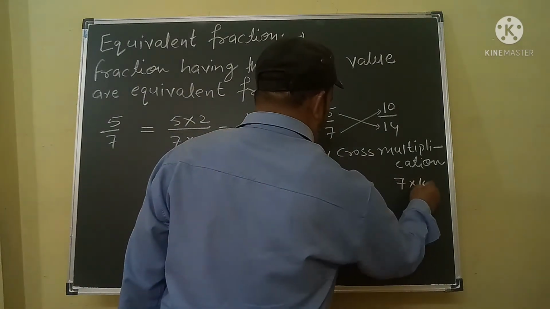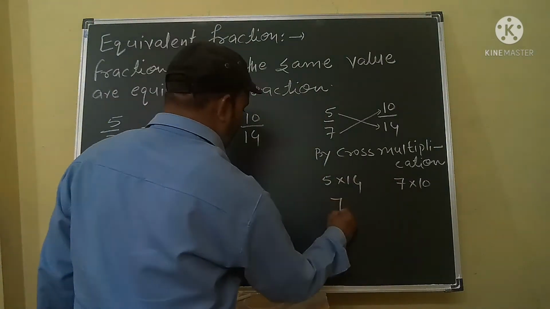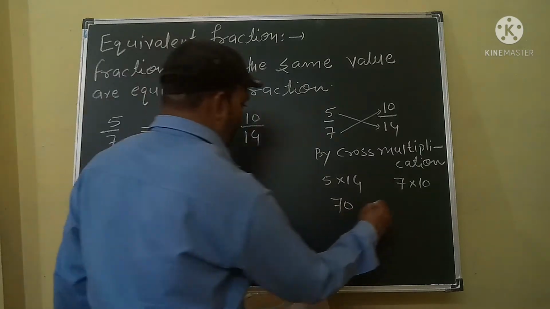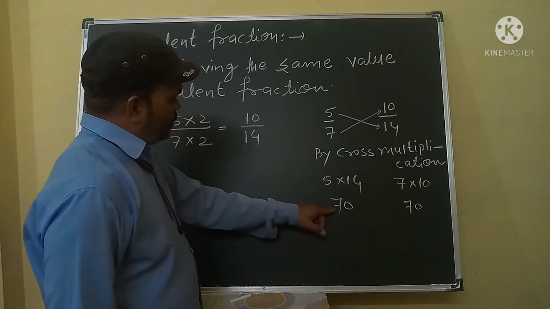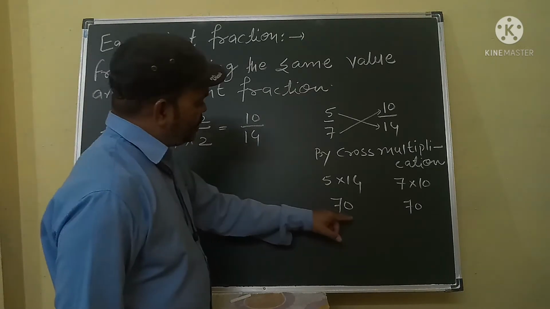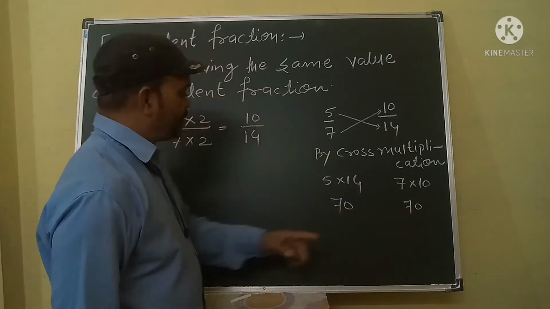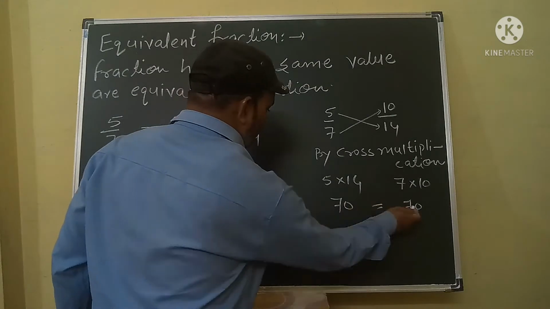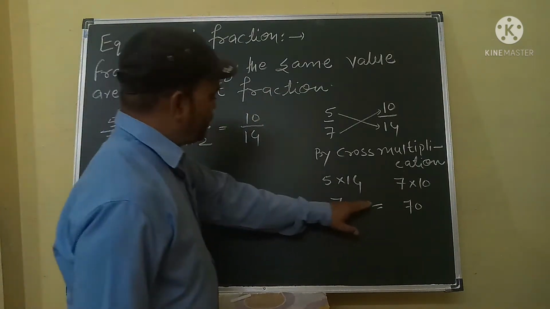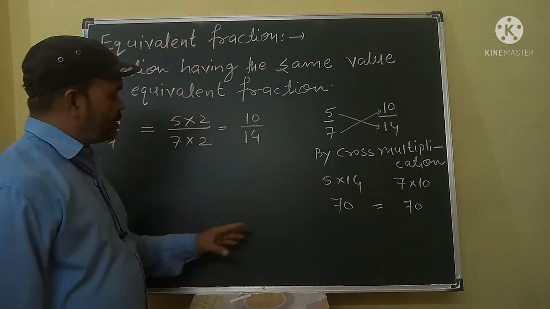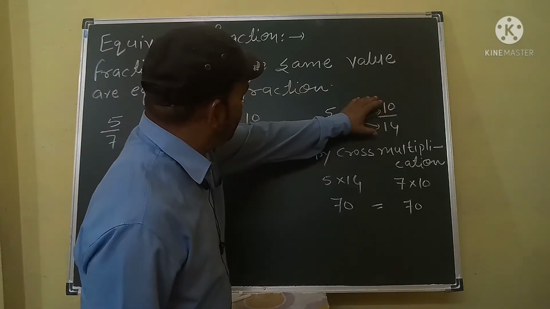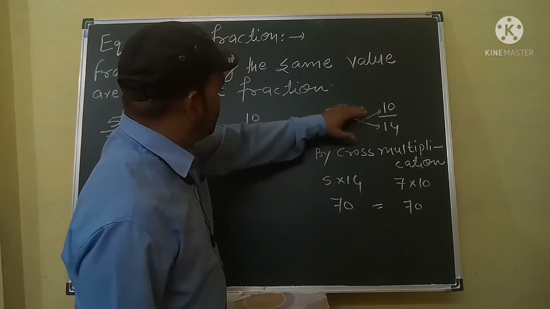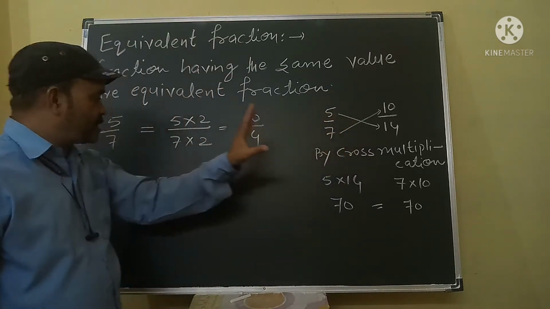14 5s are 70 and 10 7s are 70. You are getting 70. Now here you are getting 70. 70 is equal to 70. That means 5 upon 7 and 10 upon 14, these two fractions are equivalent fractions.